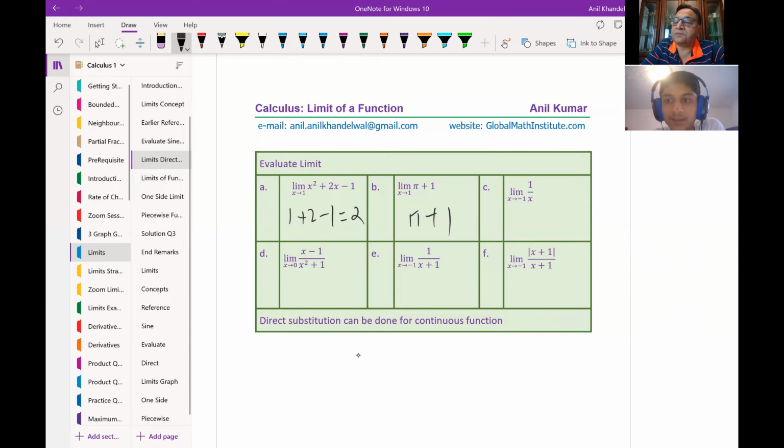I've seen so many times in the test paper, the students get it wrong, just as you tried putting 1 for pi. Pi is a constant, right? It's not a variable. And this function is just a constant. If you draw it, it will be a horizontal line. You get the idea, right? Pi plus 1 will be a horizontal line. And so the limit at any point will be the value of the function, which is pi plus 1, correct?